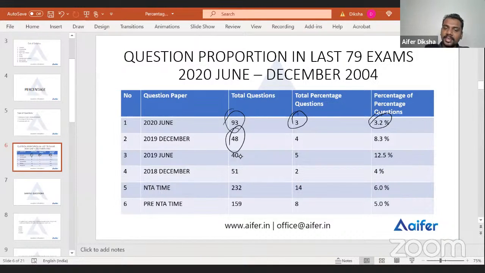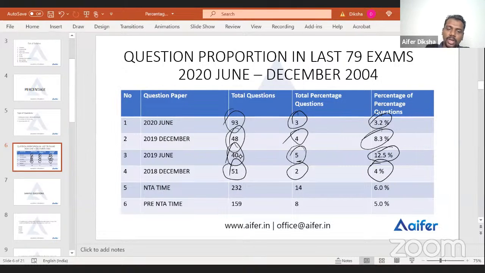Then in 2019 December, out of 48 questions, there are 4 questions, that is 8.3%. In 2019 June, out of 40 questions, 5 questions are from percentage, around 12.5%. In 2018 December, out of 51, we have 2, that's 4%. In the NTA time, out of the questions we are using in our ebook, we have around 232 mathematical questions, 14 from percentage, around 6%. Before NTA, considering the last 15 years, 5% of the questions are from percentage. So it's a varying proportion.